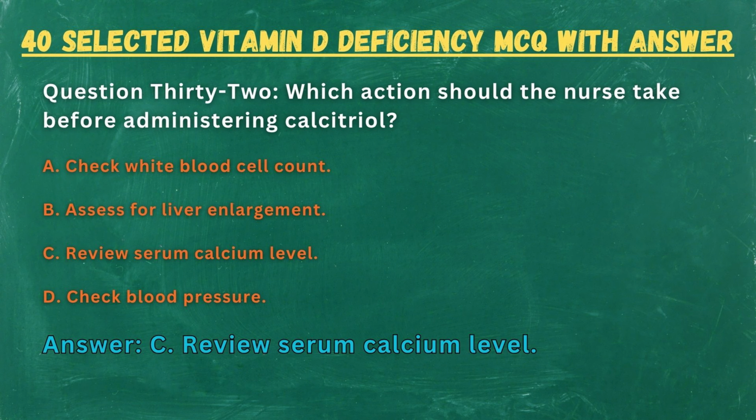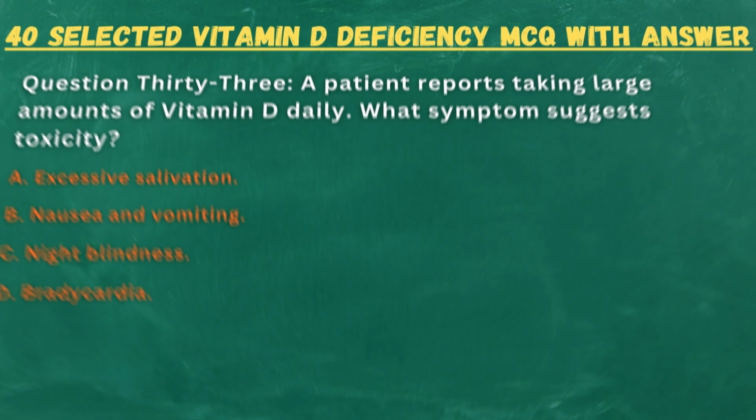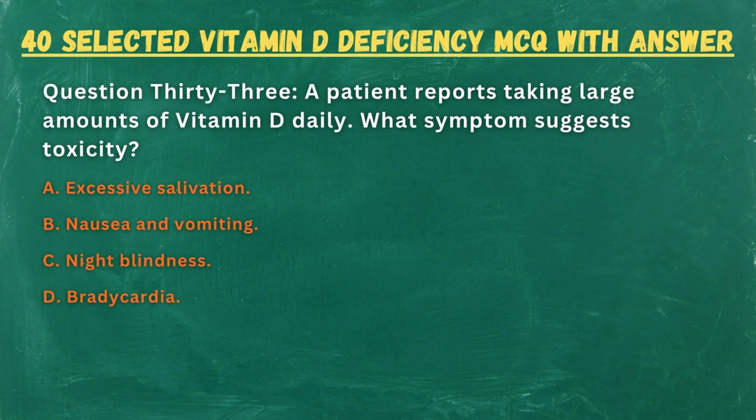Answer: C. Review serum calcium level. Question 33. A patient reports taking large amounts of vitamin D daily. What symptoms suggest toxicity? A. Excessive salivation. B. Nausea and vomiting. C. Night blindness. D. Bradycardia. Answer: B. Nausea and vomiting.